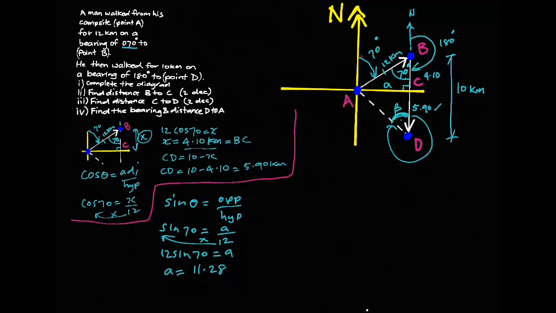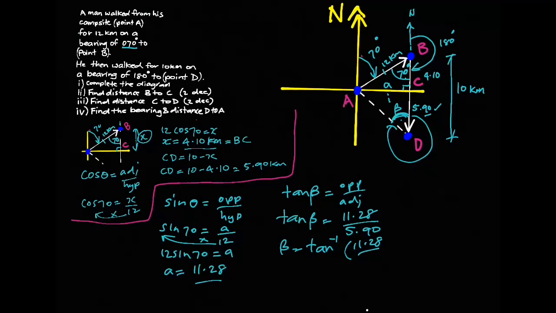Now we know the opposite is A, the opposite to that angle, and the adjacent is this value, 5.90. So it's a tan problem. So tan beta is equal to opposite on adjacent. Tan beta is equal to A on 5.90. Now we know that A is 11.28, so we can put that in straight away. 11.28 on 5.90. So beta equals the tan inverse of 11.28 on 5.90. Now that's got to be done as a whole calculation before tan inverse is performed. So putting that in the calculator, you will get to the nearest degree, beta equals 62 degrees.